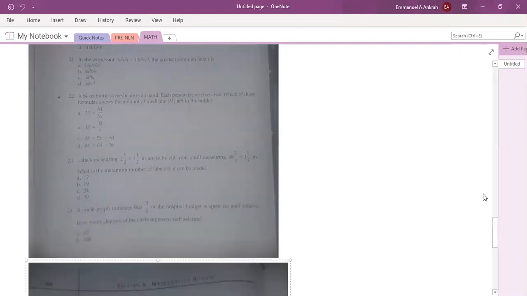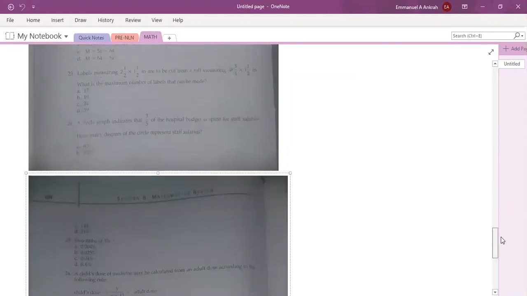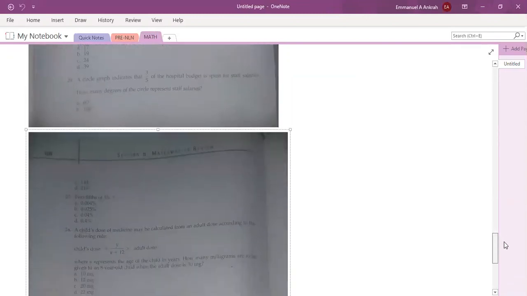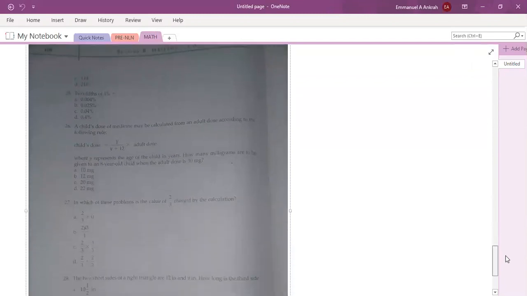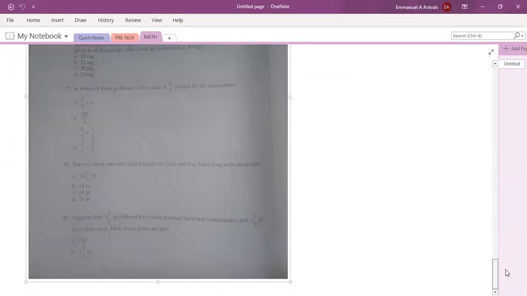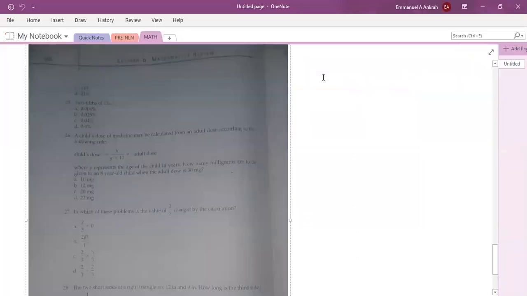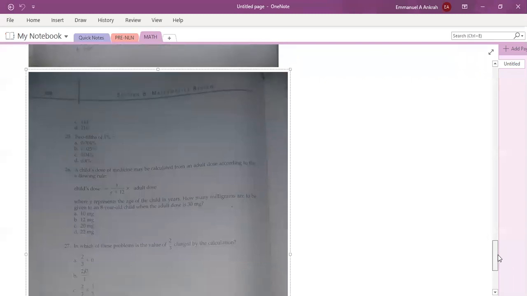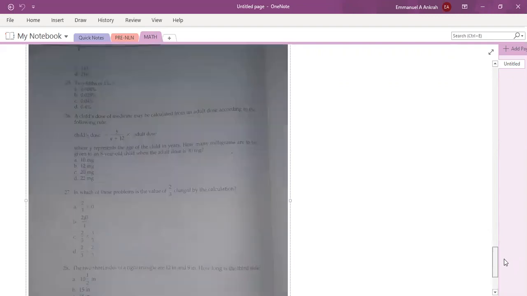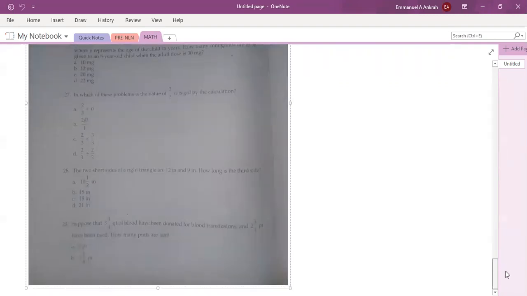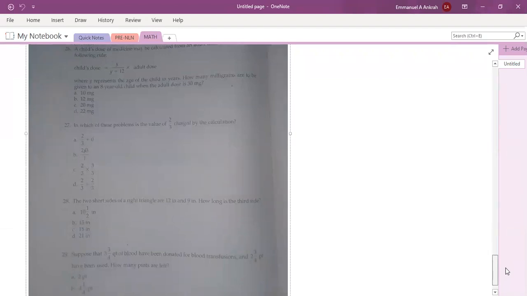All right, so I believe last time we stopped on number 24. So we'll continue from 25. We'll try to finish up this particular one. All right, so take about 5 minutes to work on 25 to 29.